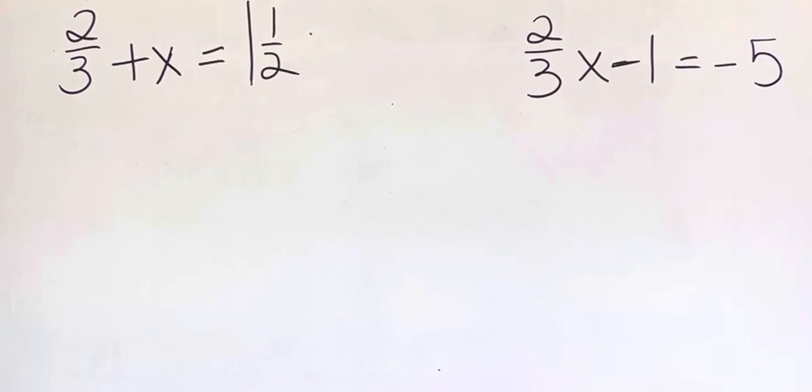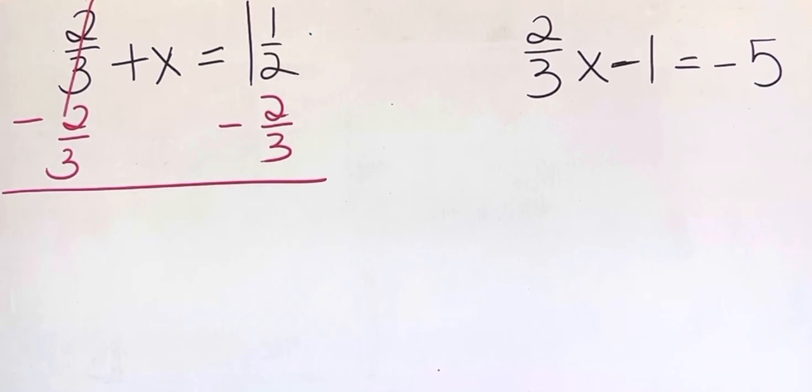Okay, we're going to look at these two different equations. We're solving equations with fractions in them. If you look at the first equation on the left, you have 2/3 plus x equals 1/2. My variable is x, which means that's what I have to get alone. So I have to get rid of the 2/3. So to get rid of the 2/3, I'm going to subtract 2/3 on both sides of the equal sign.